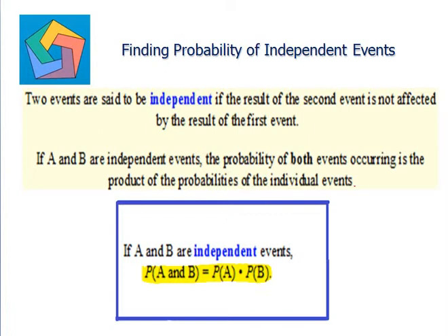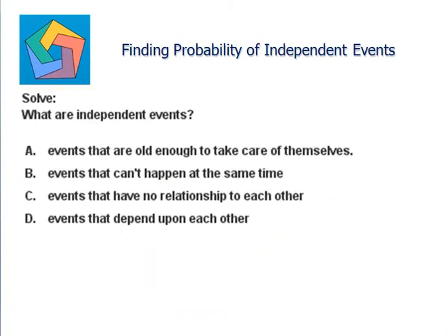If A and B are independent events, then probability of A and B is equal to probability of A times probability of B. Let's look at a problem now. Solve. What are independent events?